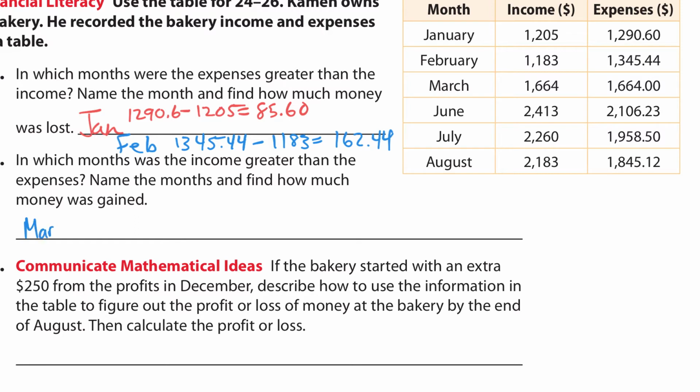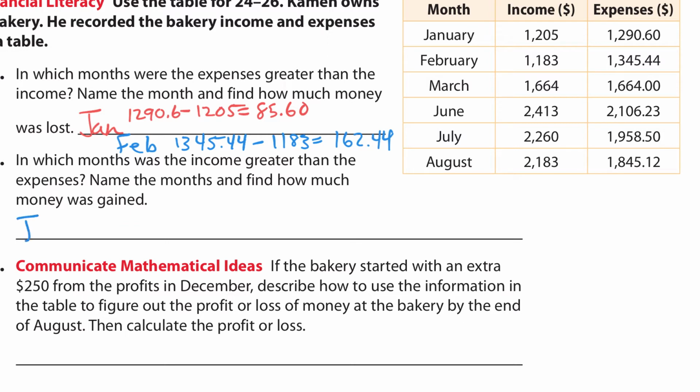March, which is, you got to subtract them, and so that would be 0, right? I think that they would be the same. Oh, it wasn't March. No, it wasn't greater. March doesn't include that, right? That doesn't make sense because that wasn't a gain.